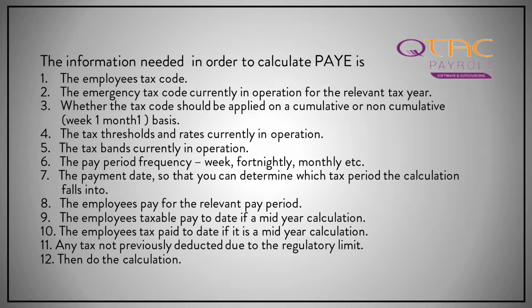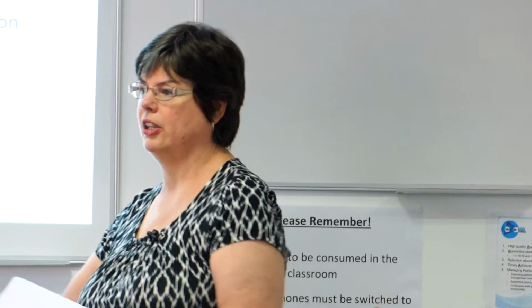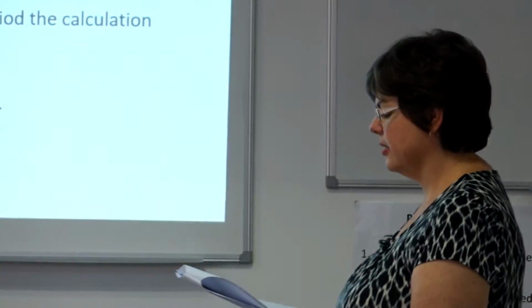the payment date, the employee's pay for the relevant period, the employee's taxable pay to date if a mid-year calculation, and also the tax paid to date if it's a mid-year calculation, and any tax not previously deducted by the regulatory limit. Then we'd do the calculation. So there's quite a lot of information that you need in order to pay somebody. It's just not a matter of taking somebody's pay and saying, well, here you go. There's a lot of things to consider.